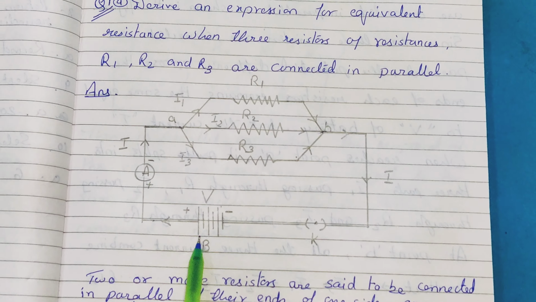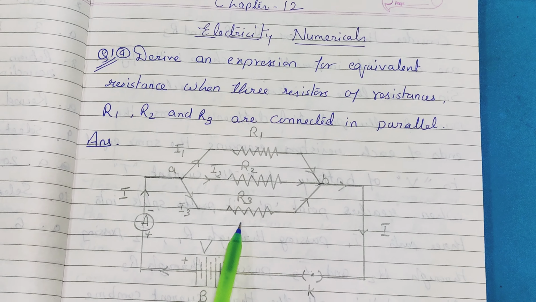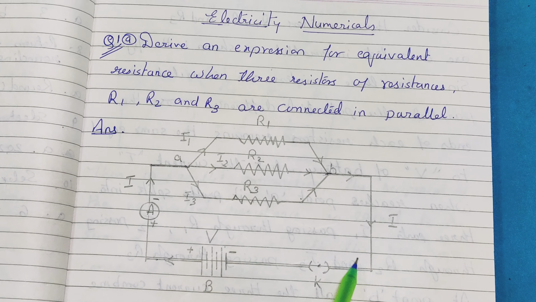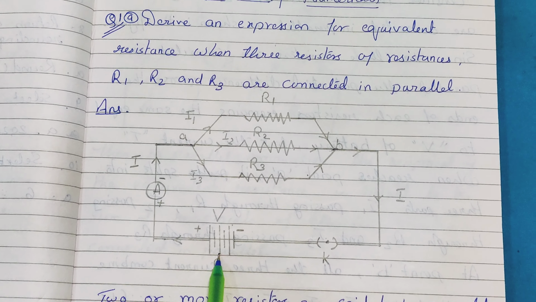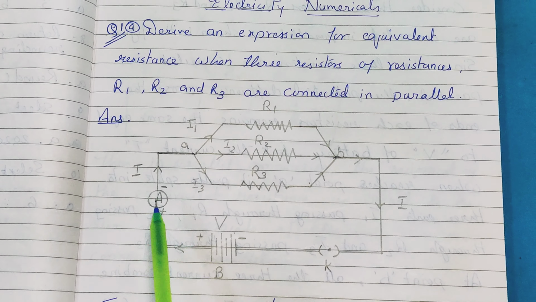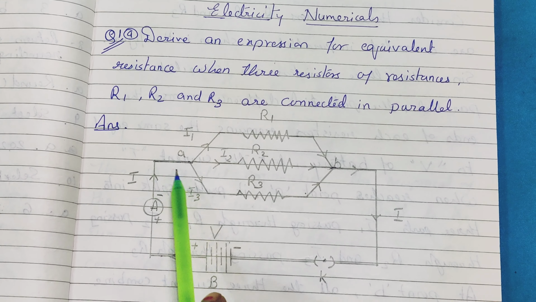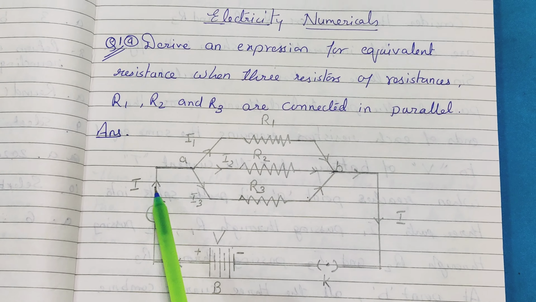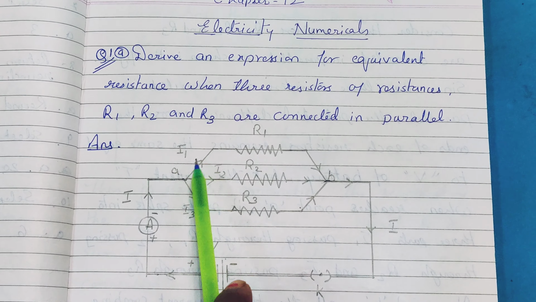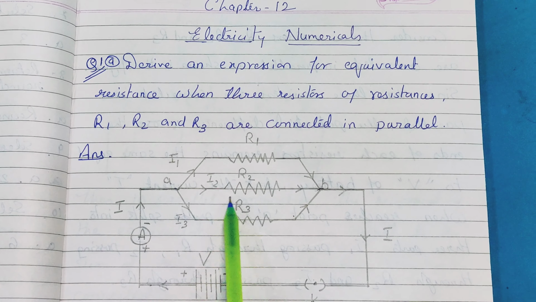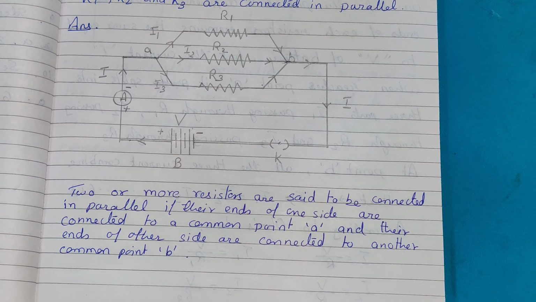This is your diagram. R1, R2 and R3 are three resistors which are connected in parallel to each other. Current I is flowing. Key is there. Voltage is there, potential difference. This is your ammeter. Now in parallel combination, the current I1 will pass to R1, current I2 will pass to R2, current I3 will pass to R3.